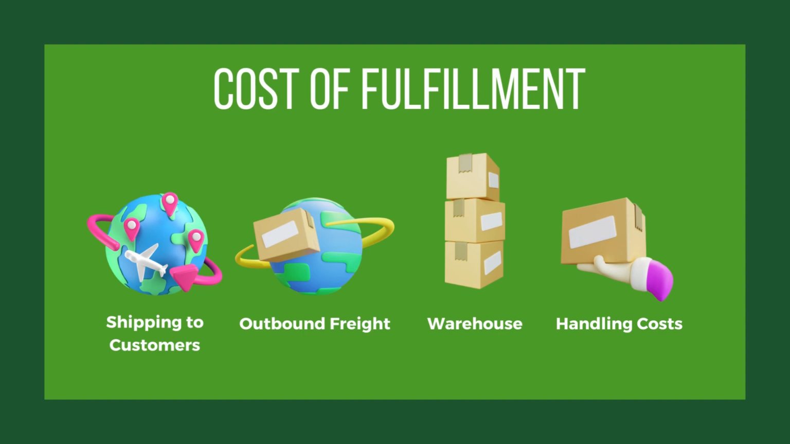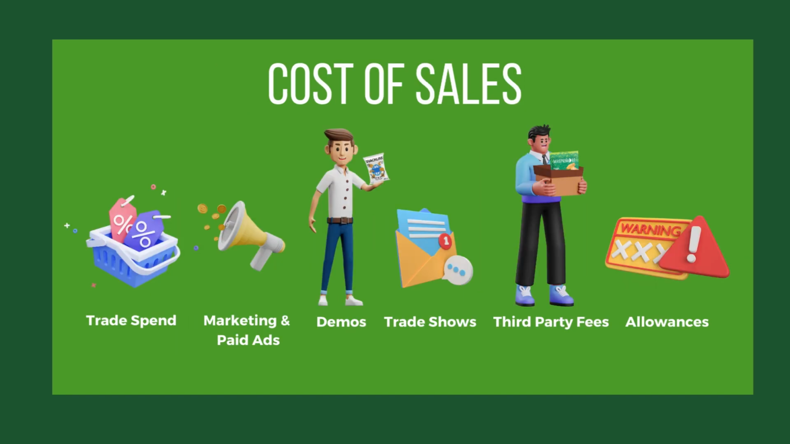Cost of fulfillment covers all the costs of moving finished goods to the customer. These include shipping to customers, outbound freight, warehouse, and handling costs. Cost of sales are the costs related to selling the finished product. These include trade spend, marketing and paid ads, demos, trade shows, third party fees, and allowances.